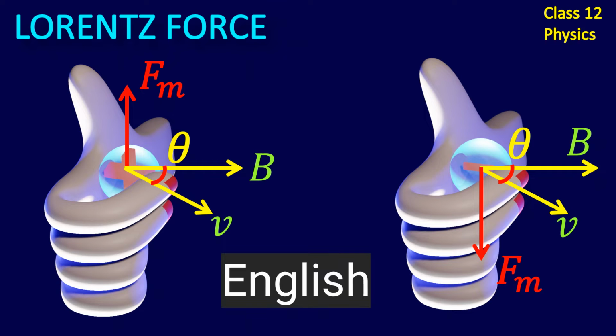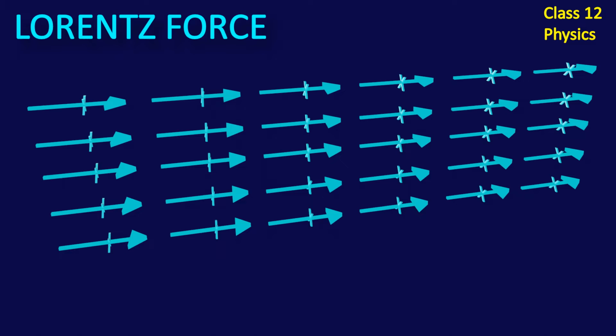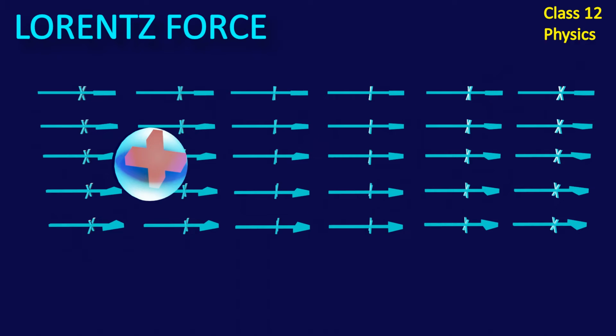In this video, we are going to see Lorentz force. Let's consider either positive or negative charge. Let's consider the uniform magnetic field like this. Here, the magnetic field direction is from left to right. Positive charge is kept perpendicular to magnetic field.